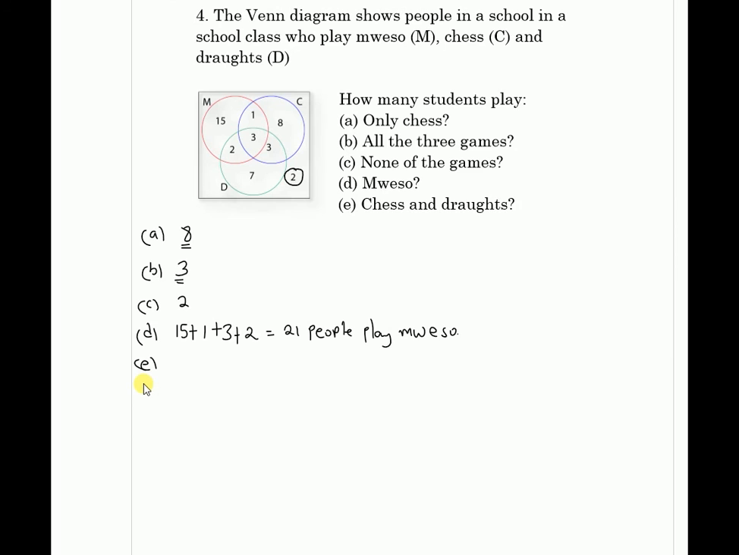Part E is asking for those who play chess and draughts. Chess and draughts is this intersection there. That one is for chess and draughts. So we have 3 plus 3, which is equal to 6 people. Do you follow? 6 people play chess and draughts. That is what we can say about that question.